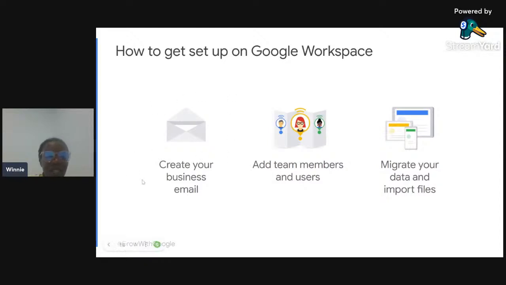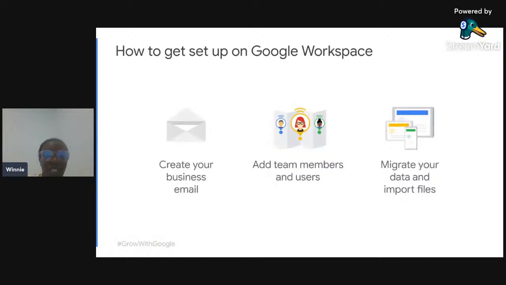And then from there, once you have the master business email, you can now add team members and users. Which in this case, like I said, it could be Winnie at smartdigital.co.ke. The next person could be Area at smartdigital. So you add all the members that you have, and then you can migrate and import all your data so that your data is held by the master account and anyone within your team can collaborate within it.